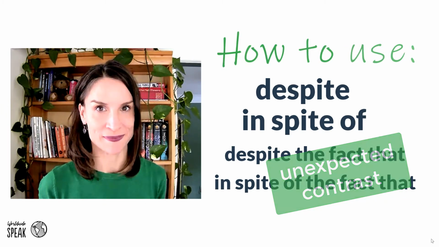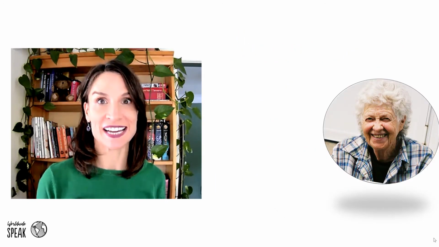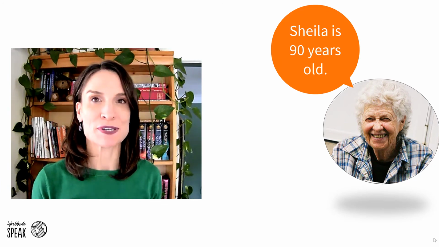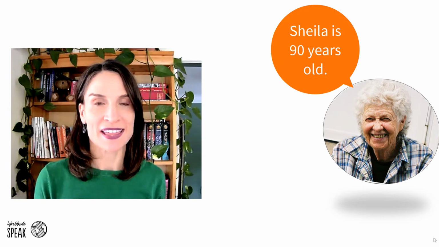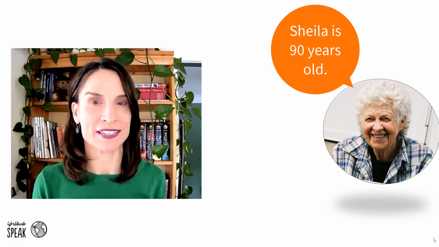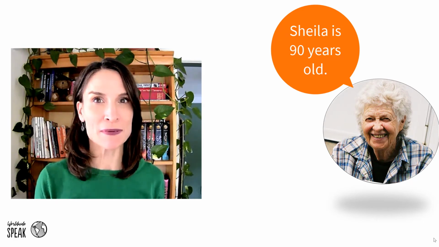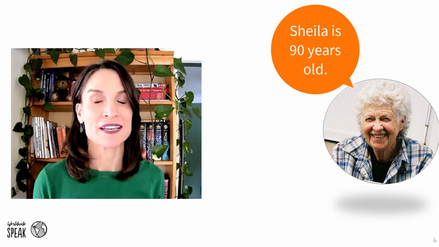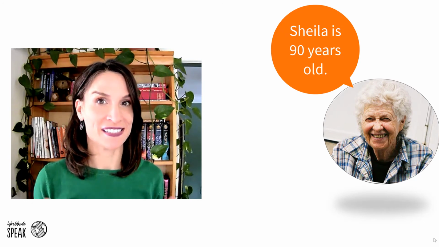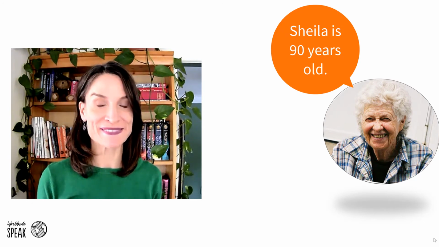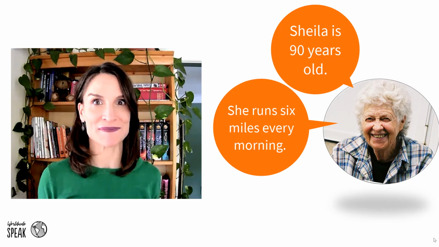So I have this friend, Sheila. Sheila is 90 years old. She looks great. But normally when a person is 90 years old, they're not super active. They probably move slowly and they probably don't do a lot of heavy exercise. Sheila is 90 years old and Sheila runs 6 miles every morning.